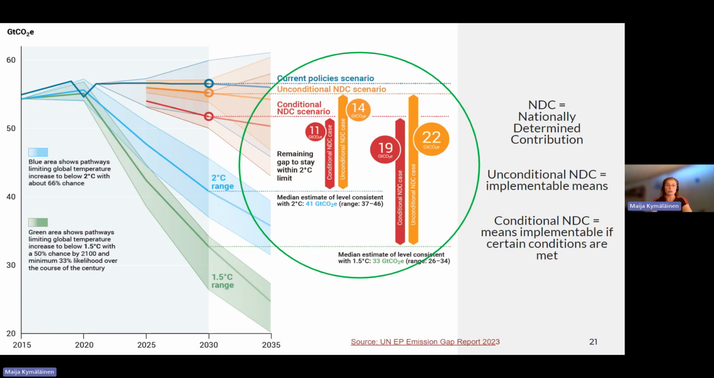The unconditional contributions here are ones that are implemented based on the country's own resources and capabilities. And the conditional contributions are the ones which countries would undertake if international means of support are provided or other conditions are met. And you can see here that despite these joint efforts, none of these scenarios are on track with recommendations from the scientific community, but there are these very big gaps remaining for us to reach 2 degrees or 1.5.